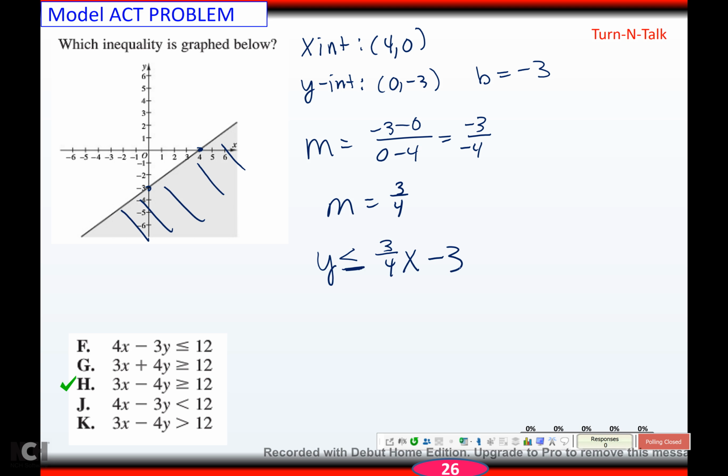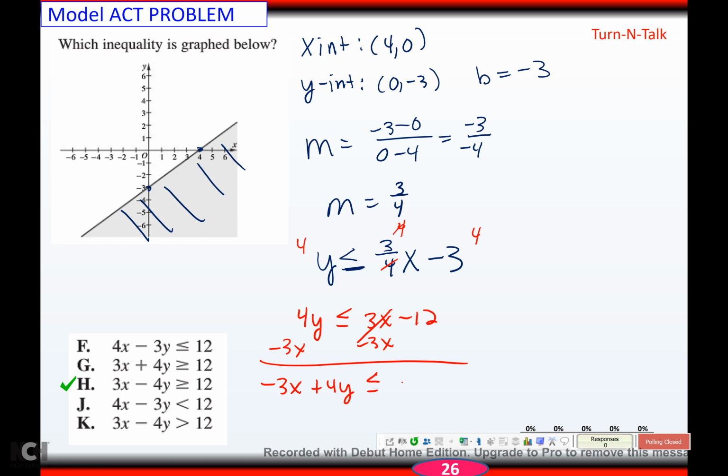Now that answer isn't there because they're in standard form, not slope-intercept form. So convert. I'm going to kill the fraction and move x over. So I'm going to multiply by 4. Gives me 4y less than or equal to 3x minus 12, minus 3x, minus 3x. I get -3x plus 4y less than or equal to -12.